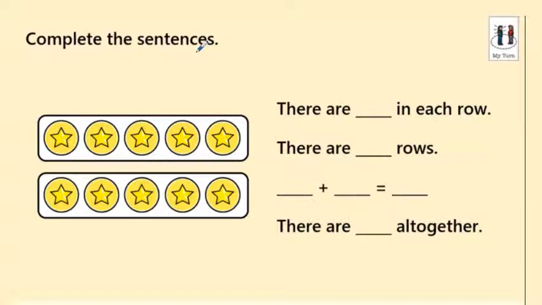Complete the sentences. So how many rows do we have? We have 1, 2. How many are in each row? 1, 2, 3, 4, 5. Let's check the next one.